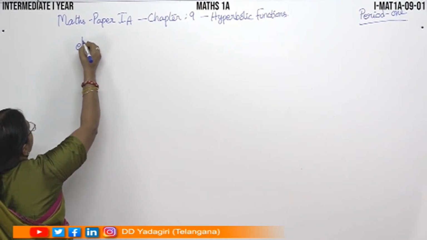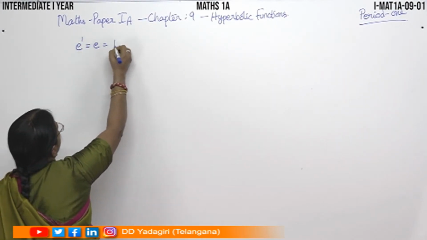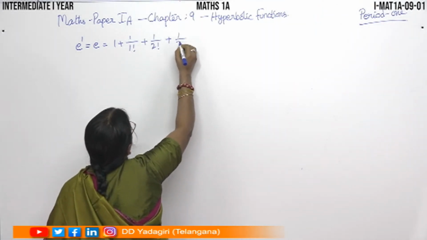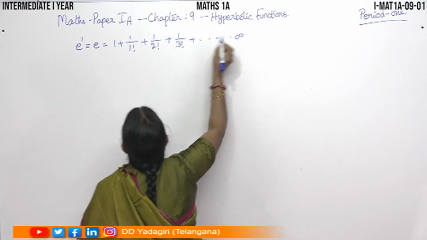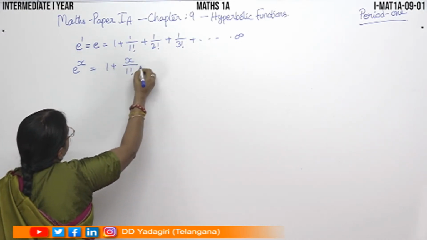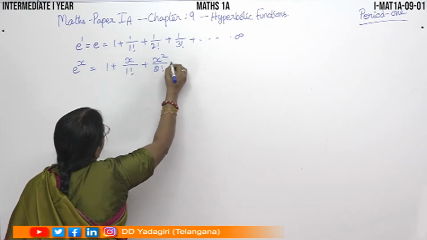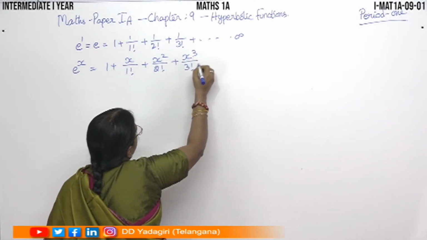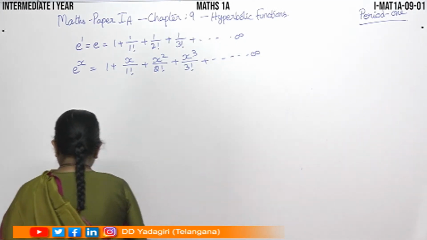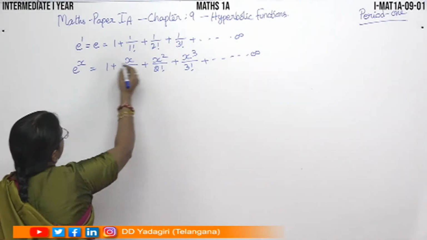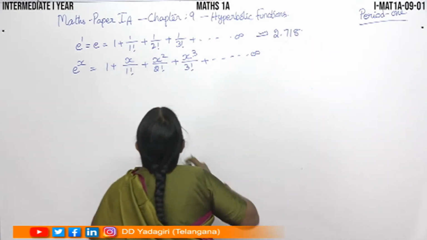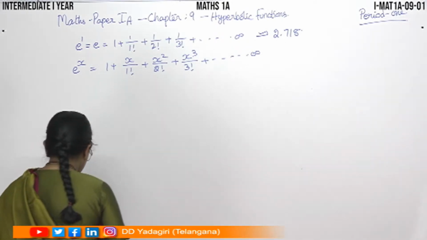So first we'll write e power 1. e power 1 is equal to 1 plus 1 by 1 factorial plus 1 by 2 factorial plus 1 by 3 factorial and so on to infinity. Next, the e power x expansion. e power x is 1 plus x by 1 factorial plus x square by 2 factorial plus x cube by 3 factorial and so on to infinity. Both are infinite series. And e is approximately equal to 2.718. It is an irrational number.